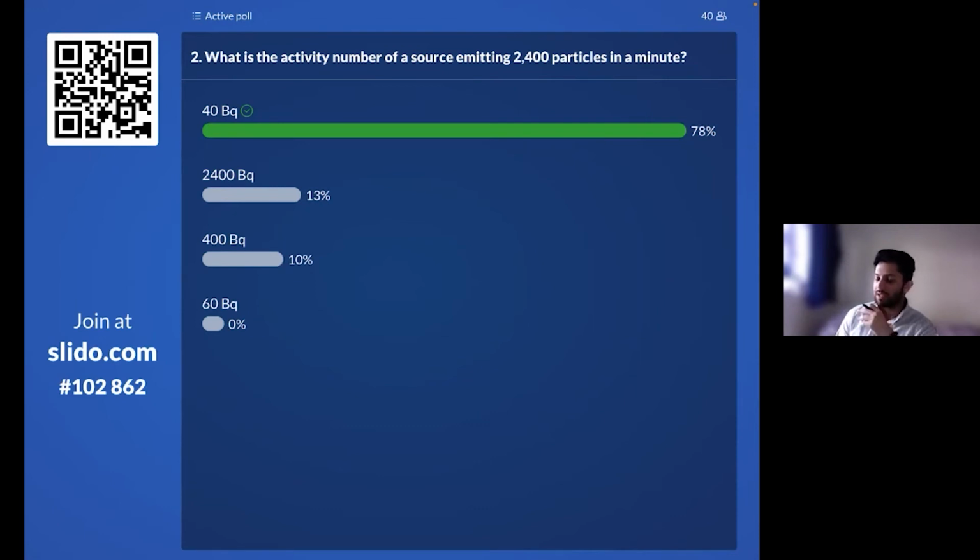So, yeah, 2,400 becquerel is not the correct answer, because that would mean there are 2,400 particles in a second. Well, we've just been told that there are 2,400 particles in a minute. So if we had 2,400 particles in a second, that's a hell of a lot more particles than in a minute, rather than the same number. Okay, so to find the answer, obviously we take the 2,400, because that's in a minute, and divide it by 60 to get the number of particles in a second.